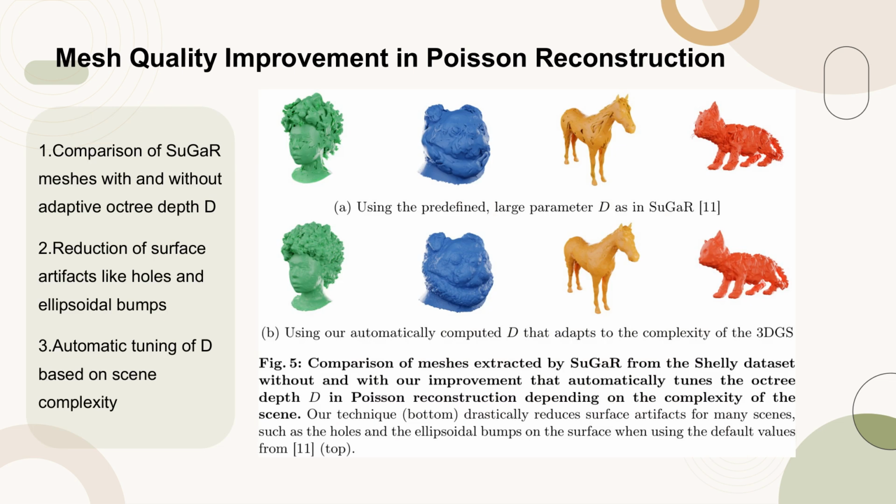Figure 5 presents a comparison of meshes extracted using SuGaR from the Shelly dataset, both without and with our improvement that automatically adjusts the octree depth D and Poisson reconstruction based on the scene's complexity. Our technique, shown at the bottom, significantly reduces surface artifacts across many scenes, such as holes and ellipsoidal bumps on the surface, when compared to the default values used in [11], which are shown at the top.